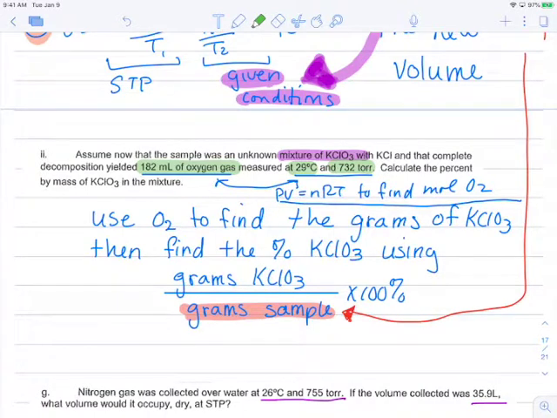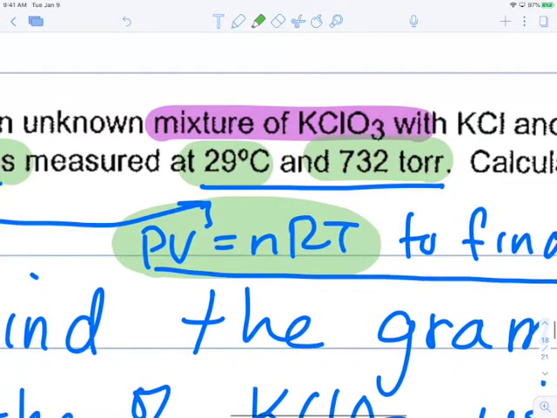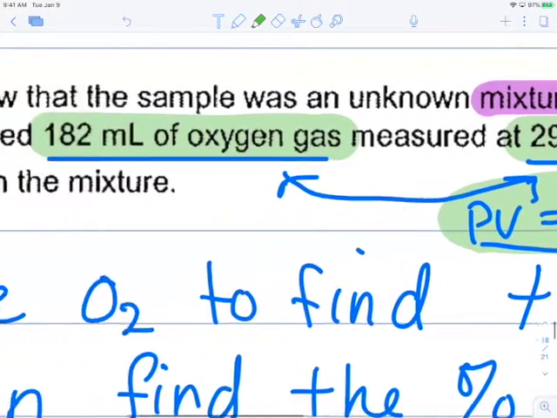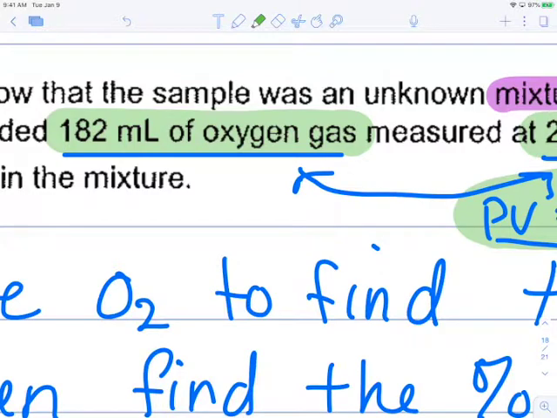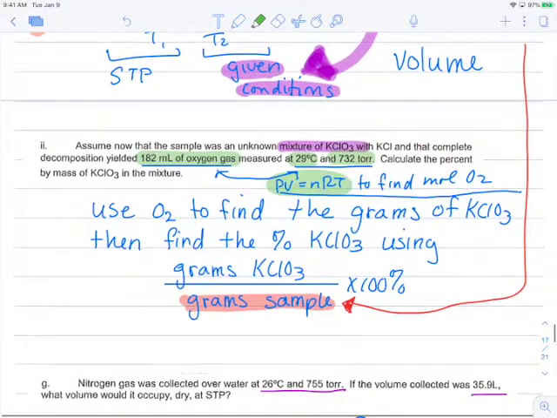So instead, you're going to use PV equals nRT to find the moles of oxygen. So you know your pressure, right up here, 732 torr. You're going to convert that into ATM. You know your temperature, 29 degrees Celsius. And because we're now back to gases, you're going to convert that into Kelvin. And you know your volume, 182 milliliters, which you'll convert into liters. And you know your R value, so you're just solving out for the number of moles.